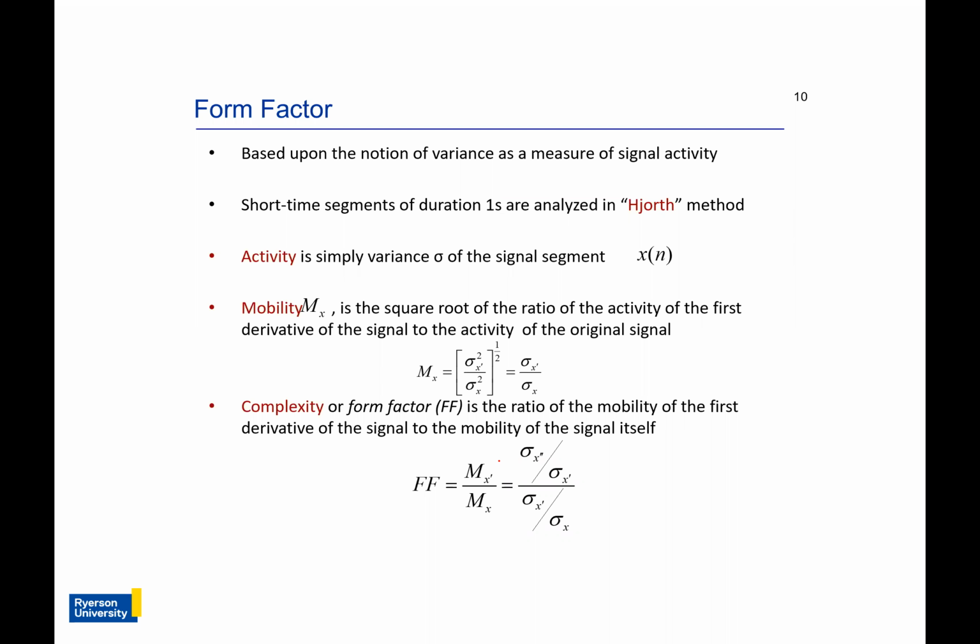Going one step further, again in the time domain, we have a feature called form factor.